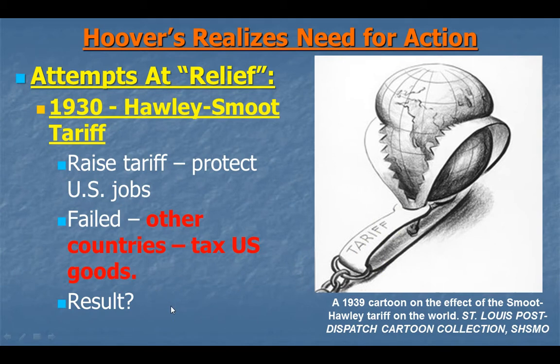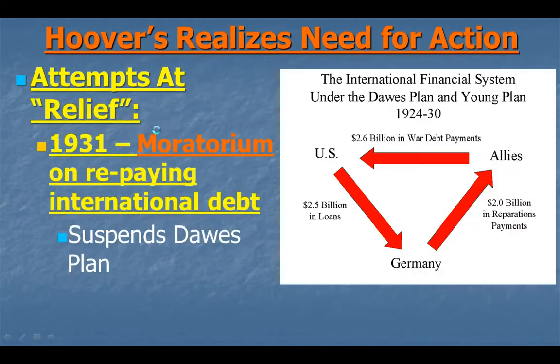This is not good for American jobs either. So this is probably the opposite of what we really should do. And we'll see that when we get to our Democrat, FDR, he is going to do the opposite. He's going to try to get rid of those tariffs.